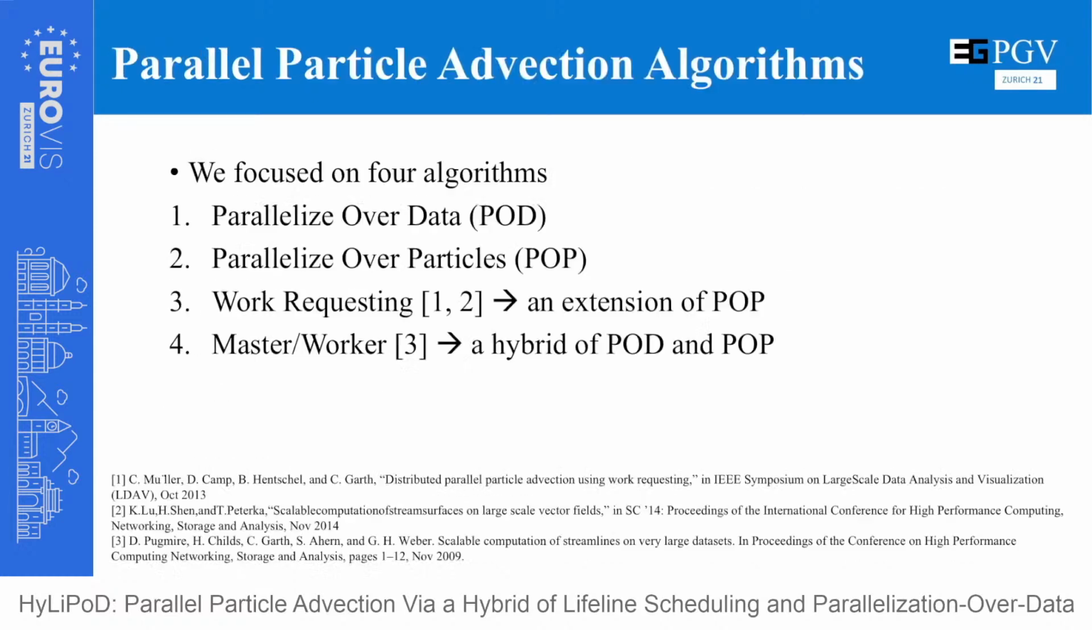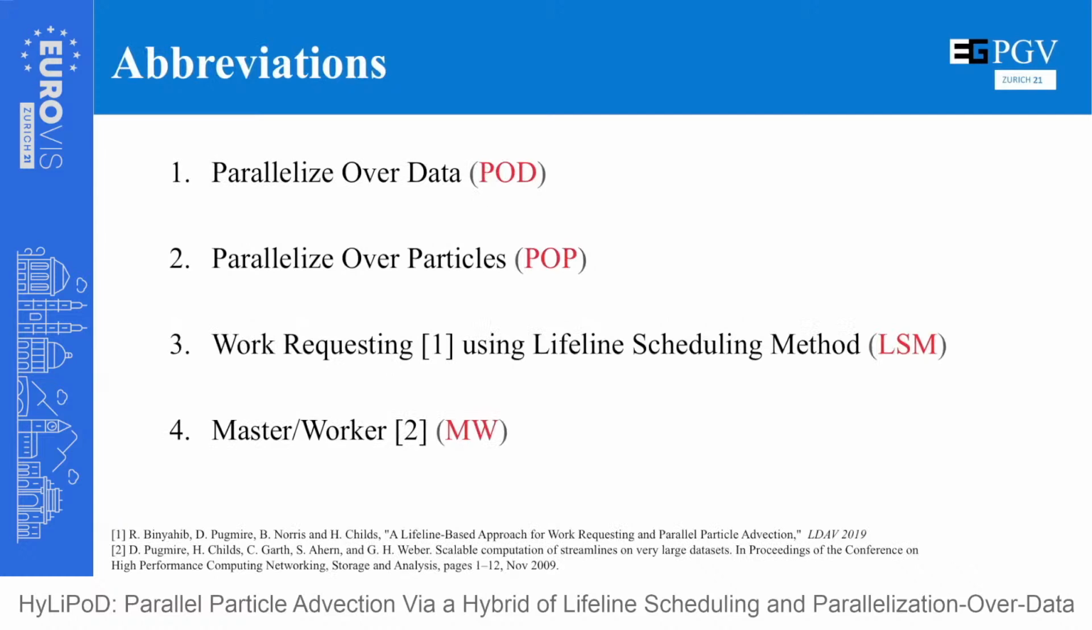The algorithms we compare to are parallelize over data, parallelize over particles, which I explained in the previous slides, the work requesting algorithm, which is an extension of parallelize over particles, and the master worker algorithm, which is a hybrid of parallelize over data and parallelize over particles. These are the abbreviations we will use for the algorithms. POD is parallelize over data, POP is parallelize over particles, LSM is the work requesting algorithm using the Lifeline scheduling method, and MW is the master worker algorithm.